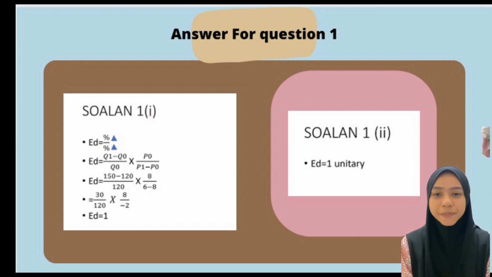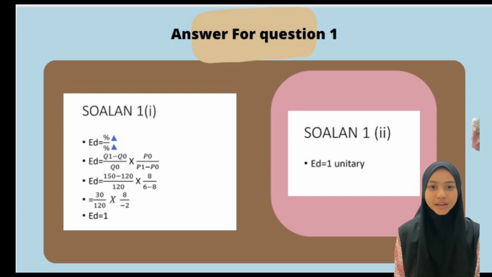So the answer: 150 minus 120, divided by 120, multiplied by 8 divided by 6 minus 8. That is 30 divided by 120, multiplied by 8 divided by negative 2. So the answer is 1. For question 2, the elasticity of demand for this product is unitary.